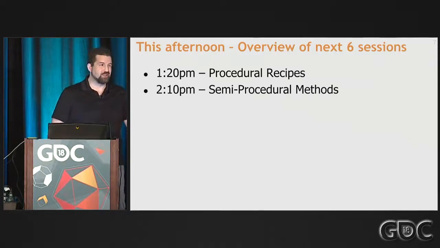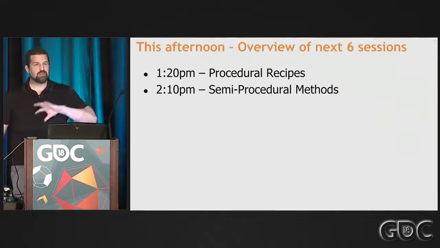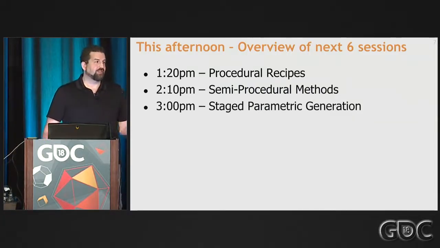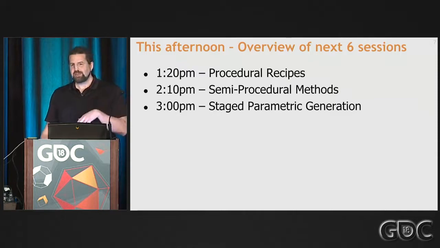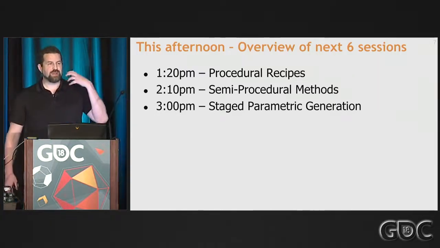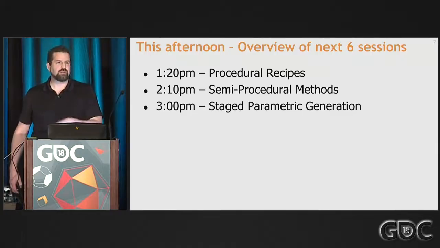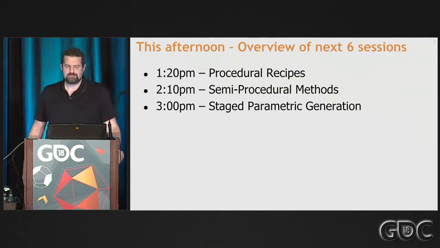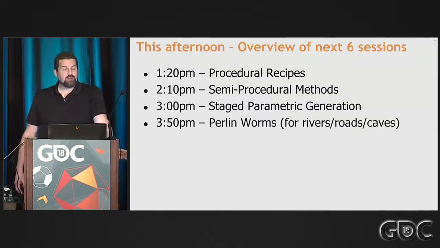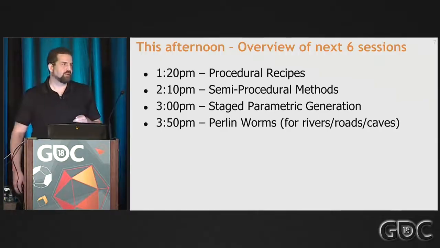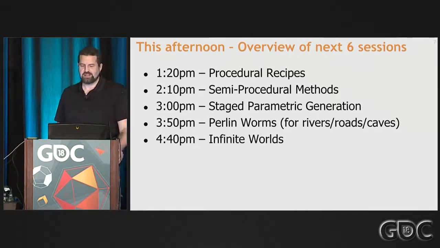So I'm going to talk about humans and algorithms sort of collaborating. And then staged parametric generation, which is my sort of assertion that we shouldn't just make map generators or world generators. We should have mutators that sort of work together in combination. And I'm going to talk about Perlin worms and some other variations like that for creepy crawling stuff like rivers and roads and canyons across terrain.